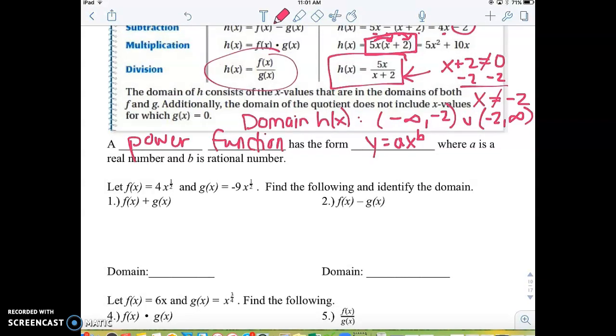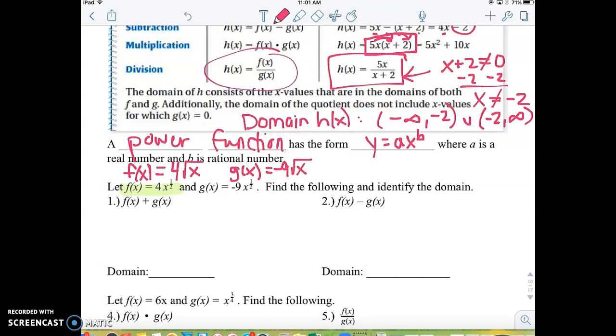So we have two power functions here. f of x equals 4x to the 1/2, which remember x to the 1/2 means the square root. So another way to write this function is f of x equals 4 times the square root of x, and g of x equals negative 9x to the 1/2. Another way to write that would be g of x equals negative 9 square root of x. So we're just talking about domain issues.